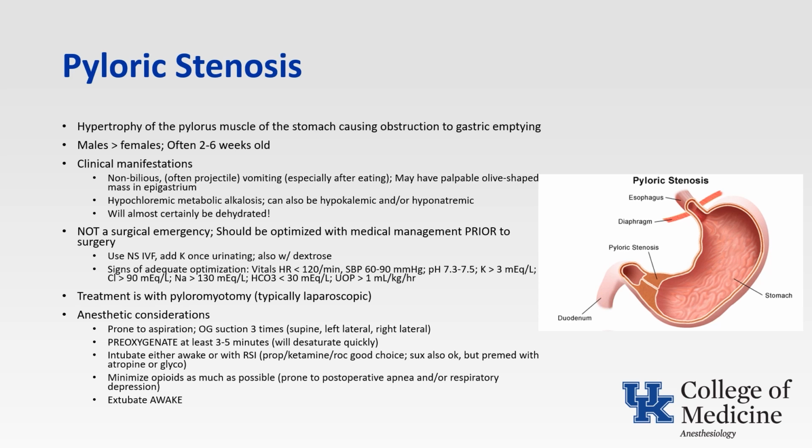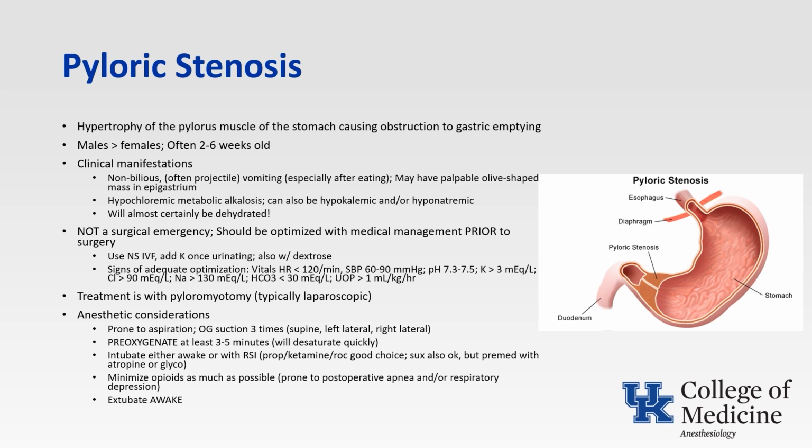Some of the anesthetic considerations for these patients: they are very, very prone to aspiration. So these patients should be suctioned orogastrically, passing an OG tube at least 3 times in the supine, left lateral, and right lateral positions. Some people will actually suction in the prone position as well. The goal is to empty as much of the stomach as possible. They should be pre-oxygenated for at least 3 to 5 minutes because they're going to desaturate very quickly. And then they should be intubated either awake or with an RSI technique.